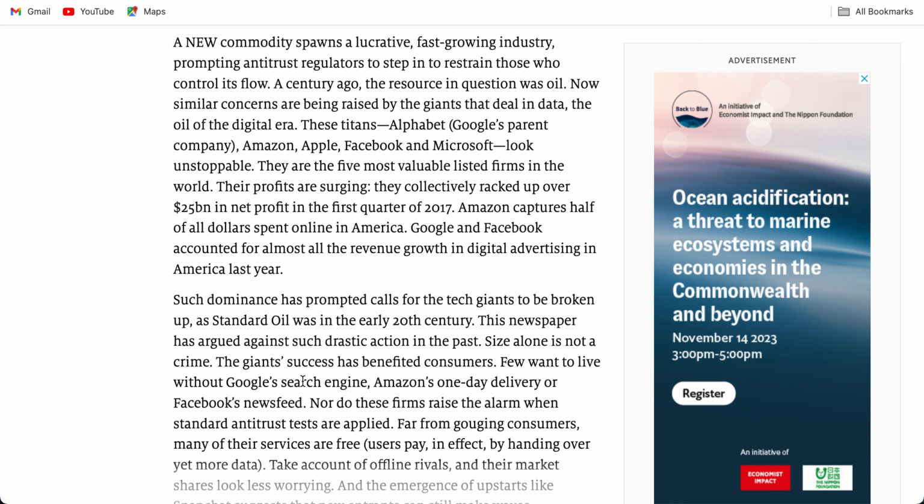Size alone is not the crime. The giants' success has benefited consumers. Few want to live without Google's search engine, Amazon's one-day delivery, or Facebook's newsfeed. Nor do these firms raise the alarm when standard antitrust tests are applied. Basically, far from gouging consumers, many of their services are free. Users pay in effect by handing over yet more data.